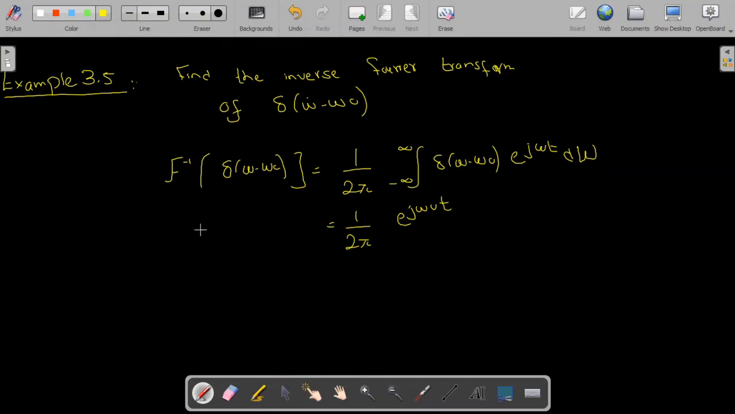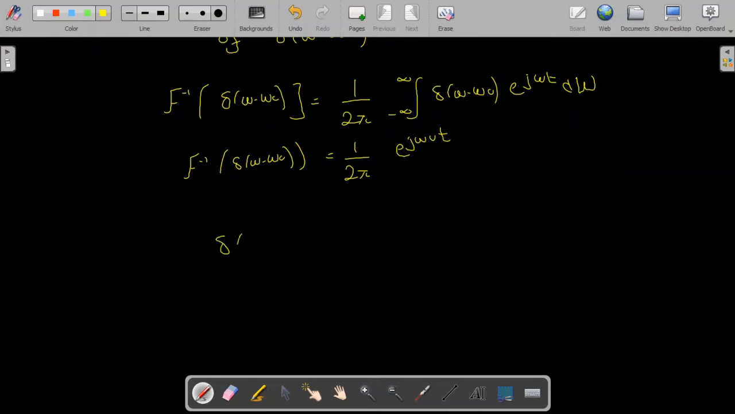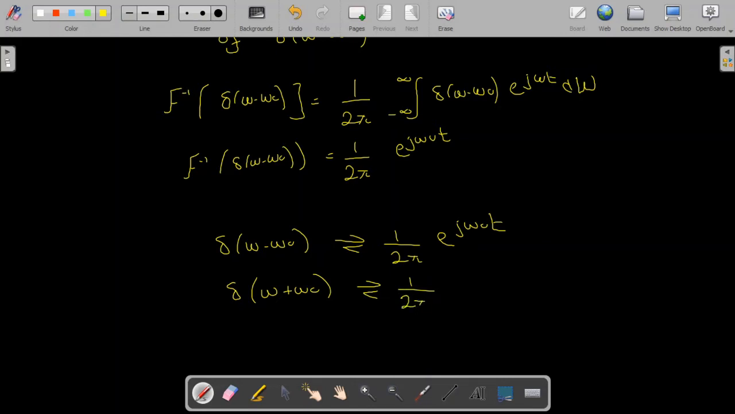So the Fourier transform of delta of omega minus omega naught is equal to 1 by 2 pi e power j omega naught t. So I am going to write over here that the Fourier transform of delta omega minus omega naught is equal to 1 by 2 pi e power j omega naught t. Similarly, if we have delta of omega plus omega naught, then the inverse Fourier transform of this function will be equal to 1 by 2 pi e power minus j omega naught t. So if we have a plus over here, we are going to have minus over here, and if we have a minus over here, we are going to have plus over here.